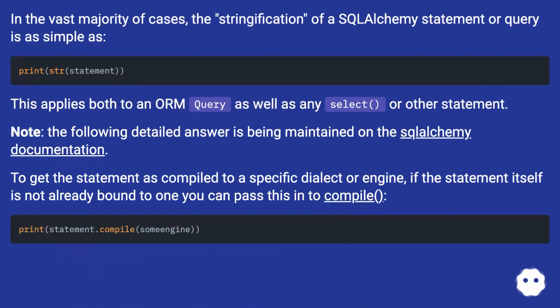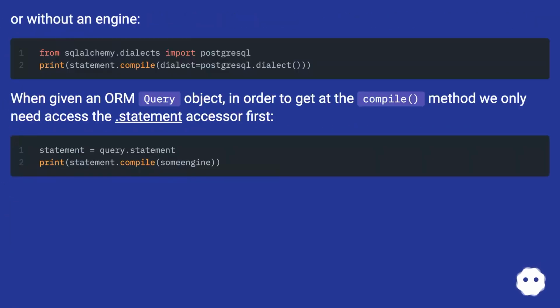In the vast majority of cases, the stringification of a SQLAlchemy statement or query is as simple as this. This applies both to an ORM query as well as any select or other statement. Note, the following detailed answer is being maintained on the SQLAlchemy documentation. To get the statement as compiled to a specific dialect or engine, if the statement itself is not already bound to one, you can pass this into compile. Or without an engine.